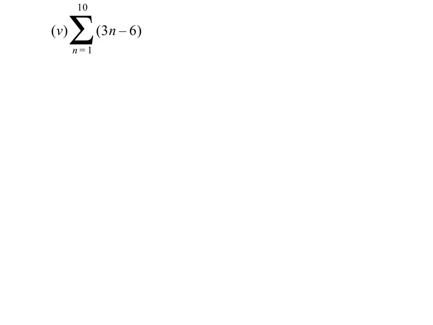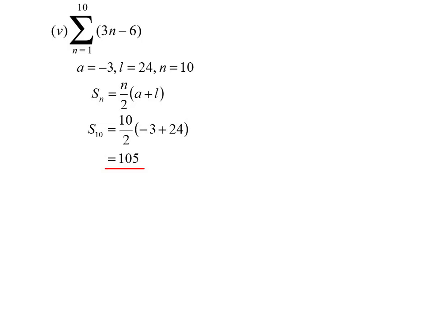Here's one where it's in sum notation. There's our general term. First term is negative 3 when we substitute 1 in. The last term would be 24 when I substitute 10 in, and obviously there's 10 terms, so I can extract all that information, 105. I don't need to write out all the terms to do this one.